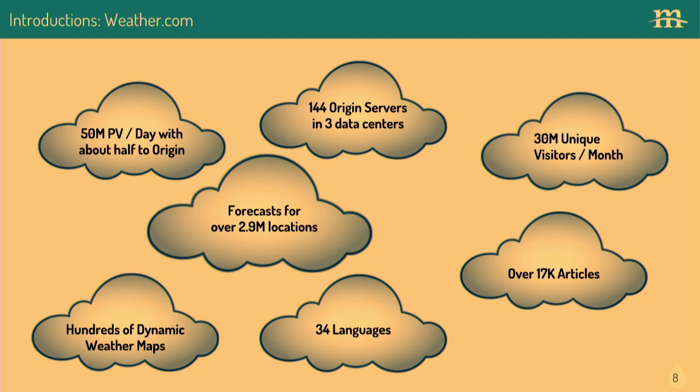The other thing that makes the site really unique is that they have a lot of hyper-localized data. At the time of the launch, they had about 2.9 million locations that they were serving weather data for. Now they're using sub-zip codes, and it's actually over a billion different locations. So we have to be very, very careful about how and where we use the resources that we have available to us to make this site performant.